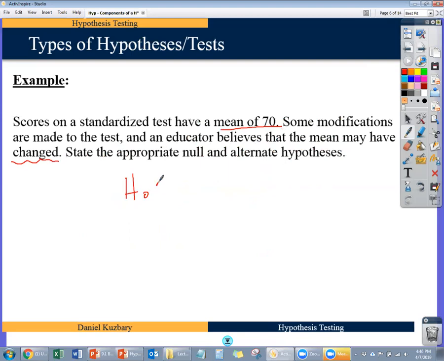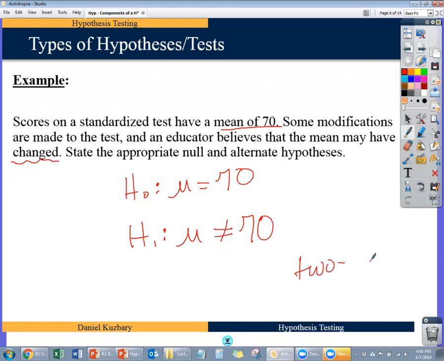So this is an example of a two-tailed test, because the mean was this, and we think it's changed. We're not saying whether it's bigger or smaller. We just want to see if it's changed at all, bigger or smaller. So we have a two-tailed test because we have a not equal to sign. That makes it two-tailed, bigger or smaller. The word changed is the giveaway here. This could mean bigger or smaller. So this is a two-tailed test.